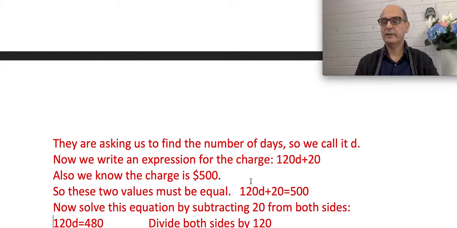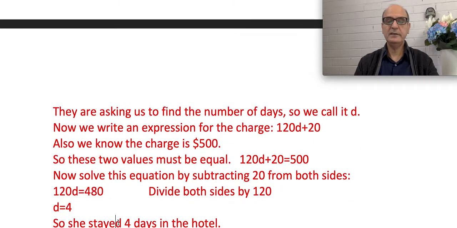Now, by solving that equation, we can answer the question. Take away 20 from both sides. You get 480 because 500 take away 20 is 480. And if you take away 20 from this side, that 20 will disappear and you end up with 120. So 120D is equal to 480.